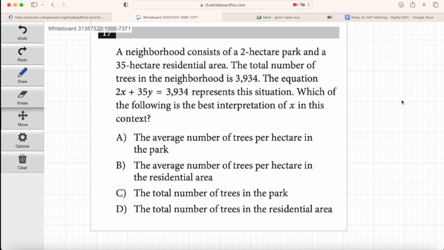Notice the equation here, we're multiplying 2 times x. So whatever x is, we've got to be multiplying that by 2. Well, what's the value in the situation that involves a 2?